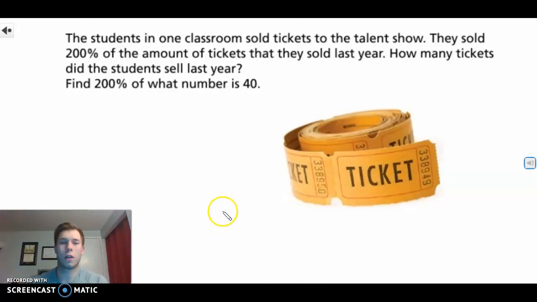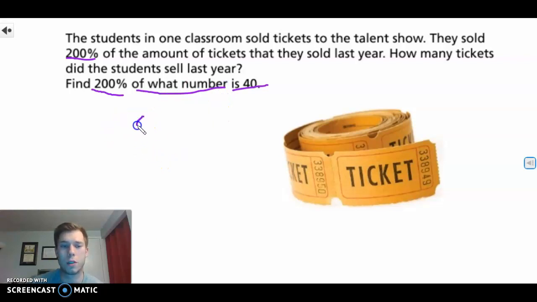So the students in one classroom sold tickets to the talent show. They sold 200%, look at that, 200% of the amount of tickets that they sold last year. How many tickets did the students sell last year? So we need to find 200% of what number is 40. So I'm going to underline of what number as well.